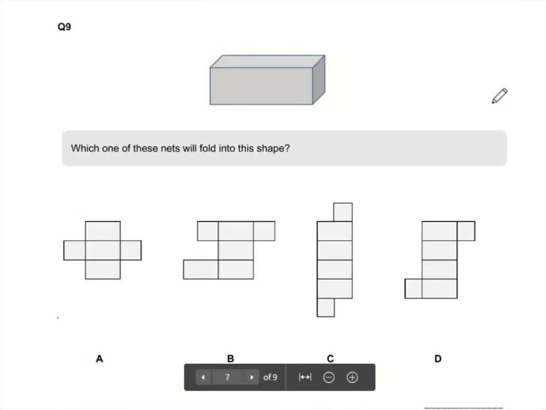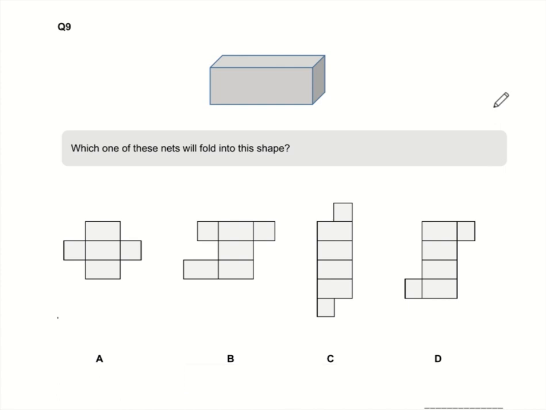Question number 9, which one of these nets will fold into this shape? Okay, so this is a cuboid, so it's going to have 6 faces, so it can't be A. Now, for me, the most obvious net of a cuboid is a rectangle with another rectangle on top and 2 rectangles on top of that, and with potentially another rectangle to the side on the left, on the right, and also on the left, although this does look a bit like a square, not a rectangle. So that is going to be D.